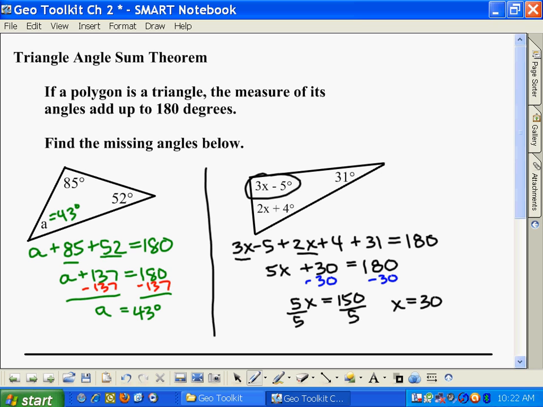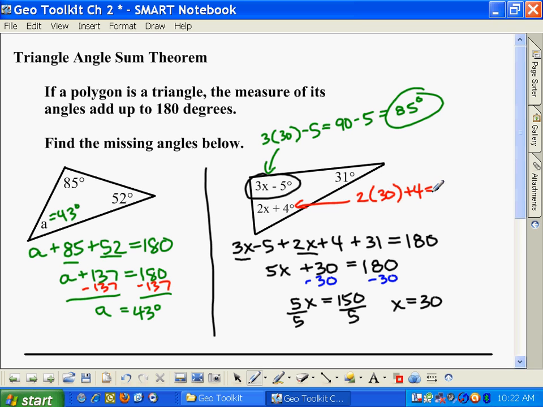Now we're not done, because we know what x is, but we need to know what these angle measurements are. So this angle measurement up here would be 3 times 30 minus 5. Well, 3 times 30 is 90, and 90 minus 5 would be 85 degrees. So that would be one angle right there. This angle, I'll write this one in red, would be 2 times 30 plus 4, and 2 times 30 would be 60, and 60 plus 4 would be 64 degrees.